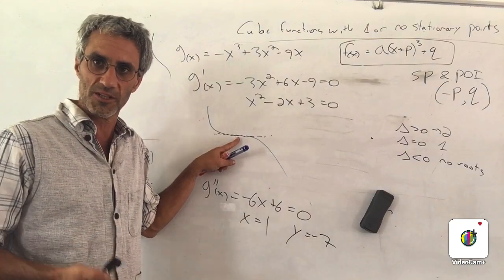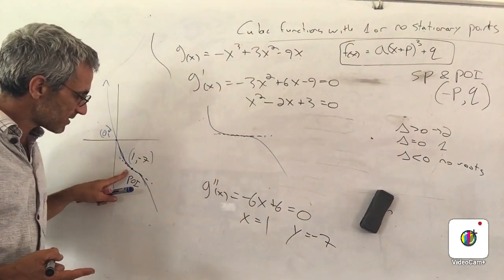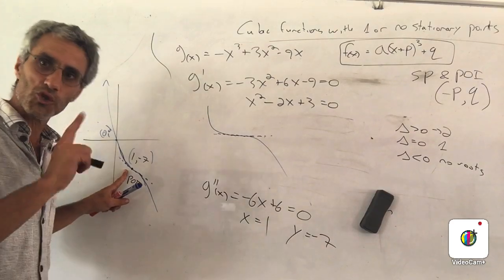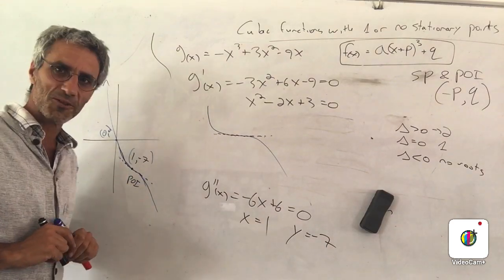Again, the reason is this is the point of inflection which is also a stationary point. Gradient is 0, first derivative is 0. And this is a point of inflection which is not a stationary point. The derivative is not 0.